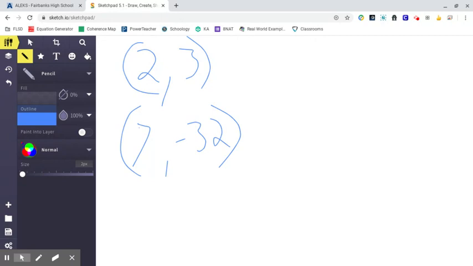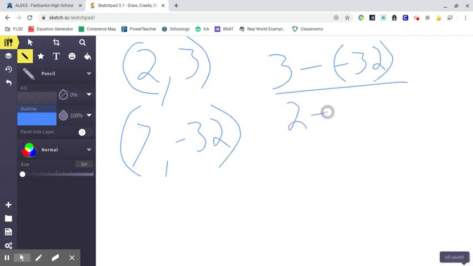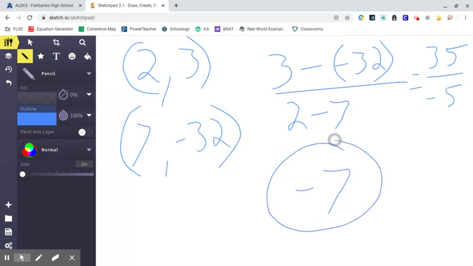So we just need to find the difference in the y's. So 3 minus negative 32 divided by 2 minus 7. All right, simplify that. We get 35 divided by negative 5. 35 divided by negative 5 is negative 7. So that's our answer.